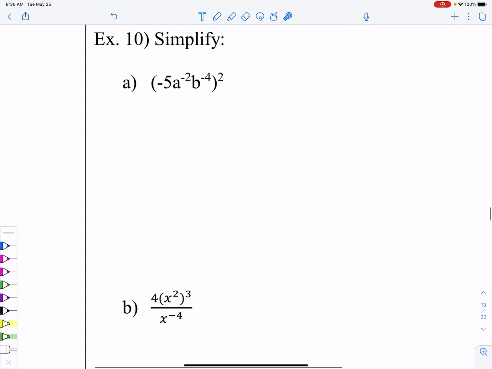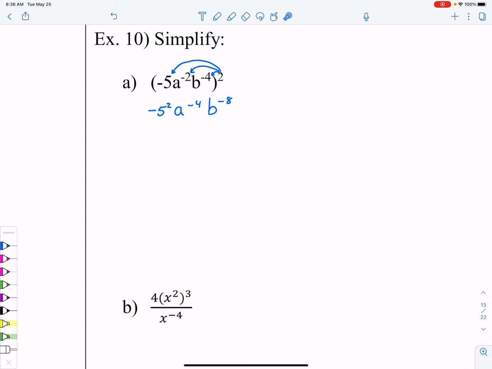I'll make this a bit bigger. So here we have an exponent outside of our brackets. You need to make sure this exponent goes to all three things inside your bracket. So here we get -5 squared. And then we have a. So here we're going to have a -2 multiplying with a 2. So we get -4. And then we have -4 multiplying with 2. So that becomes -8.